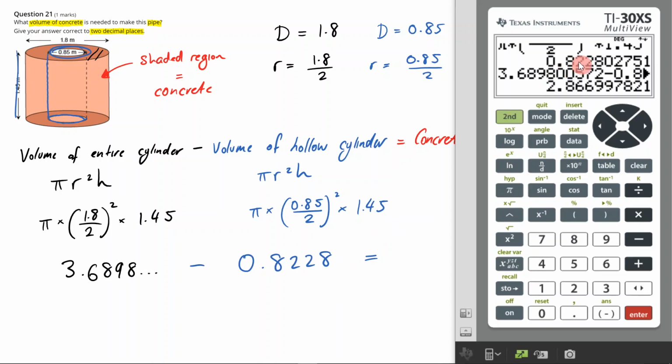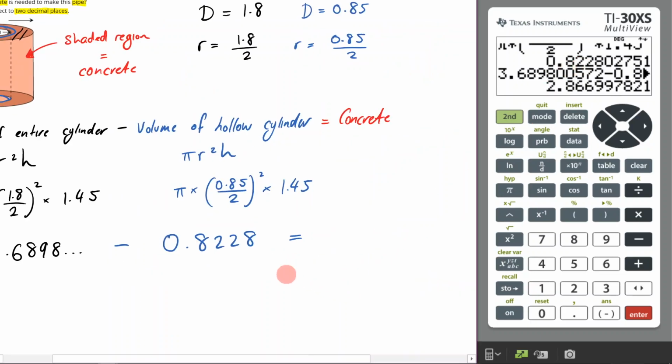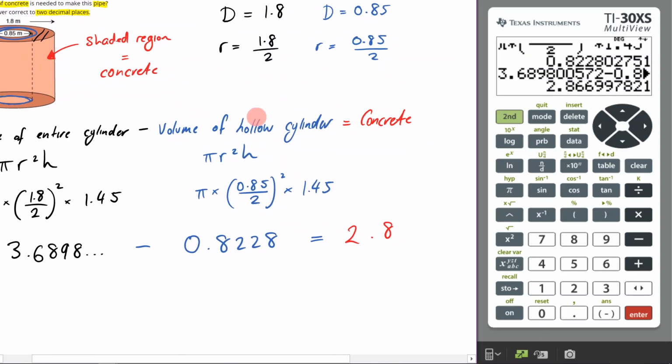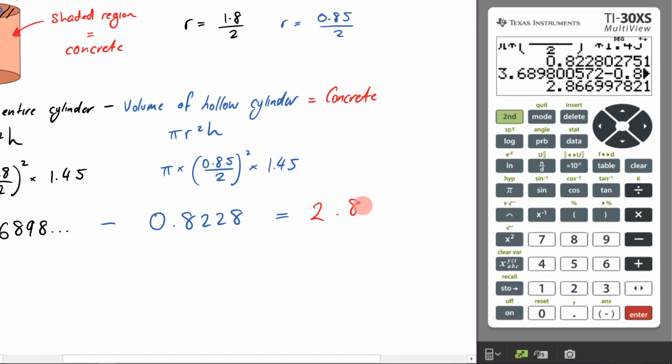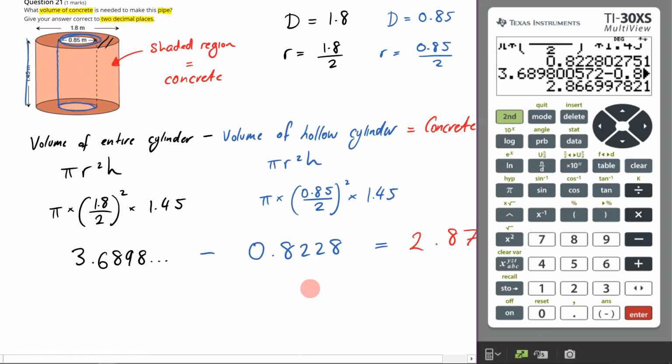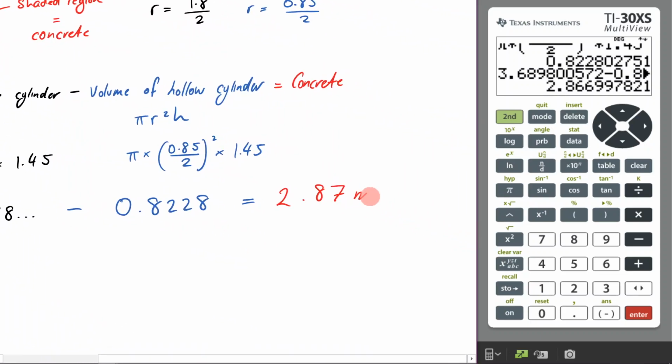All right, now I just have to write down what my answer is. So we come over here. It's going to be 2.8. Now, it said rounded to 2 decimal places, right? So it'll be 2.87. Because that 6 is going to round up to a 7. And then I should also put in the correct notation here. So it's going to be meters cubed. 2.87 meters cubed, rounded to 2 decimals.